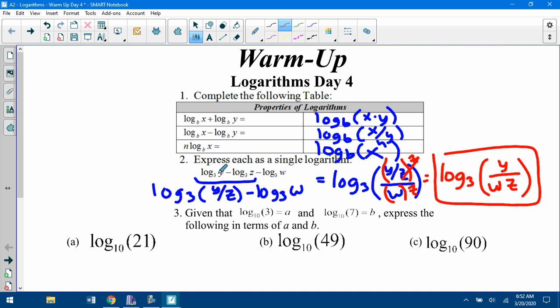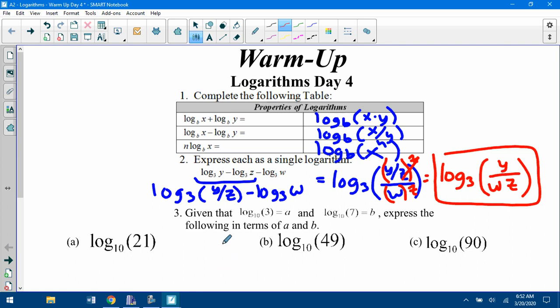Now the shortcut, when you see a big string with all subtracted, that's a little bit annoying. Anytime there's a minus sign in front of a log, when you're combining them, it just means that those are going to be in the denominator. So y is on top, there's a minus in front of the z, there's a minus in front of the w, those are in the denominator. So if you understand that trick, you can jump right to this final step.